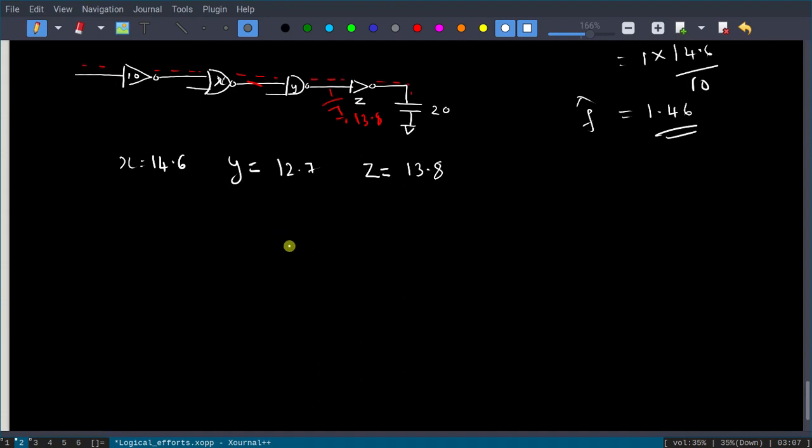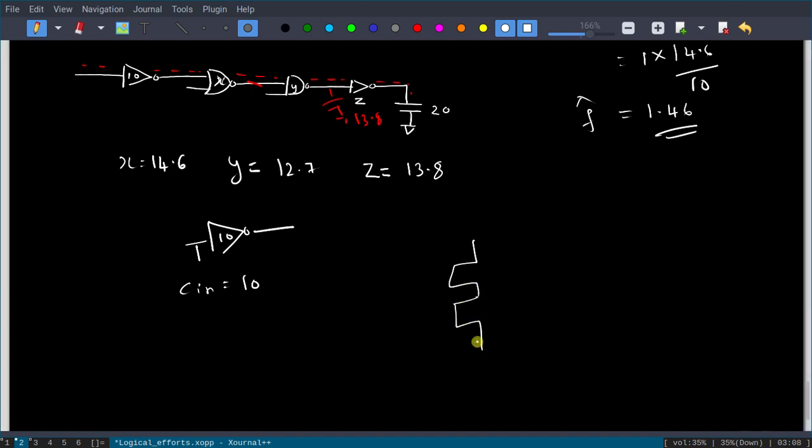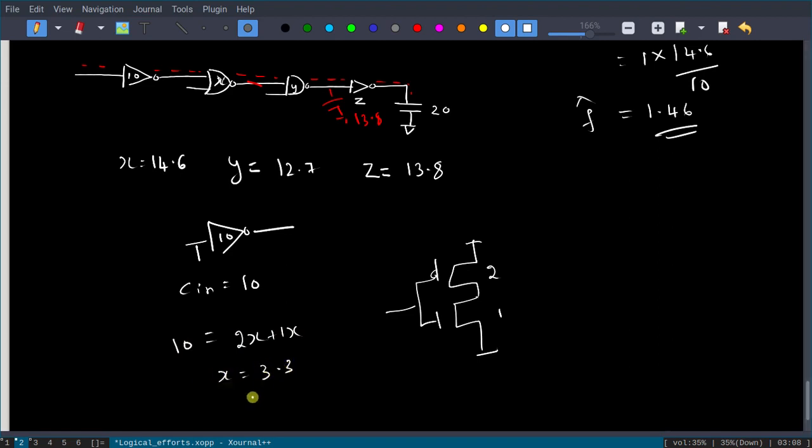Okay, now let us find the first inverter. The inverter size is already given as 10. So 10 means the C in is 10. So the transistor size for an inverter we already know, this portion is 2, this portion is 1. The C in is 10, which means 2x from the PMOS plus 1x from the NMOS should be the total capacitance of 10. So here the x size will be 3.3. So in the inverter you have to consider PMOS width 2x, that is 2 into 3.3, that is 6.6, and x is the size of the NMOS, that is 3.3. So we have calculated the transistor size also.